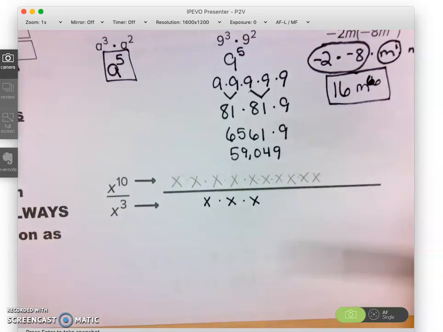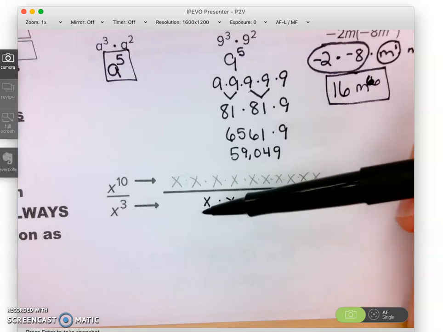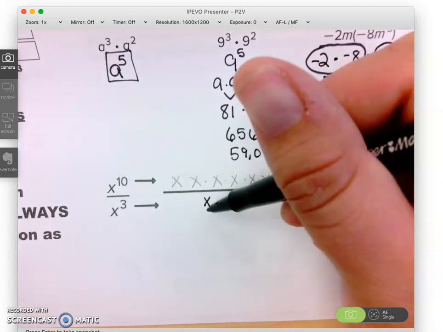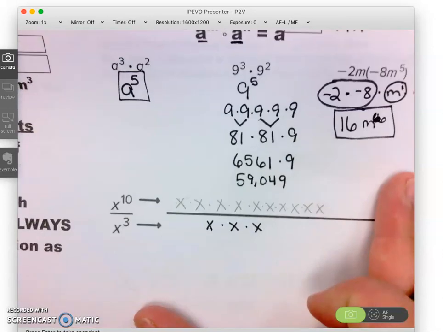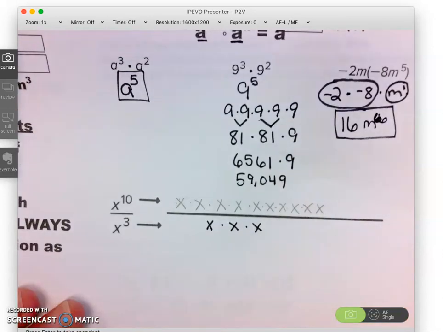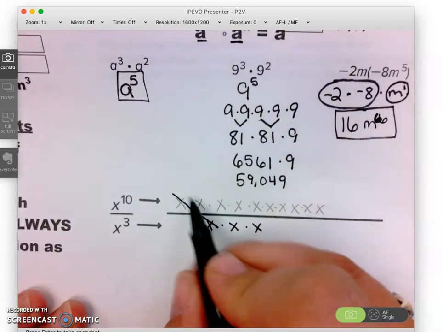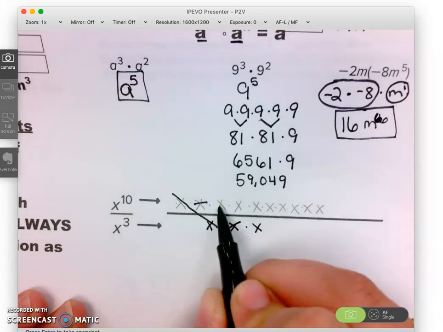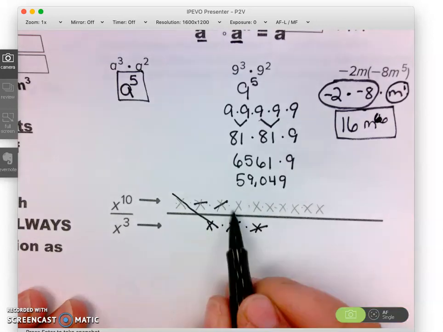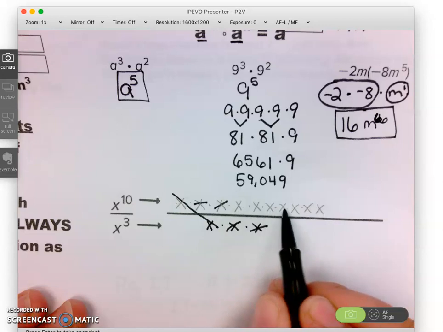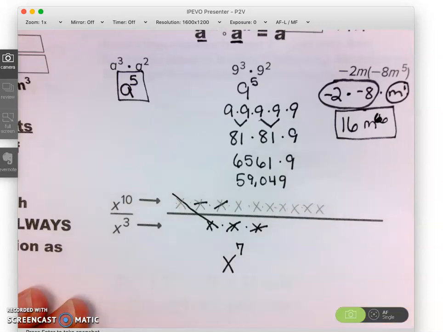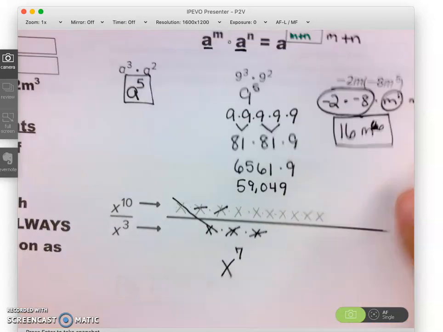Now, if I have a number on top and bottom of a fraction, that equals 1. So this x divided by this x, it doesn't matter what that number actually is. Anything divided by itself is 1, so they cancel out. Same with this one and this one and this one and this one. And so now I only have 1, 2, 3, 4, 5, 6, 7 left, which is actually x to the 7th power.